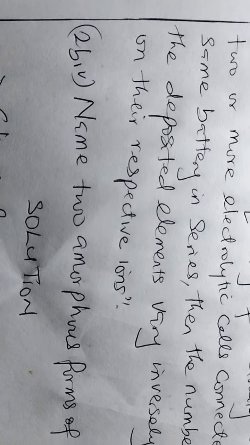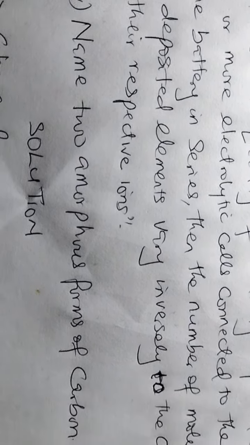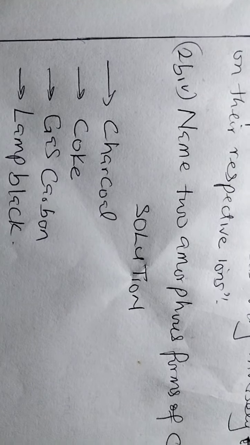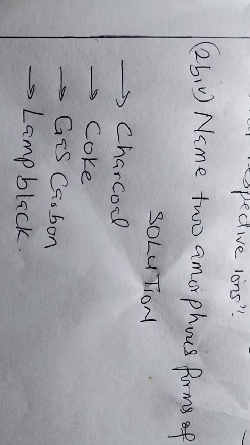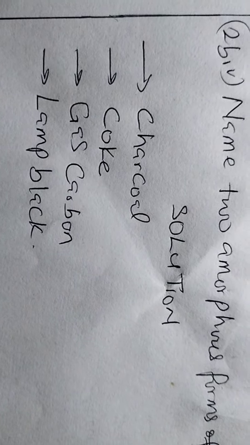Question 2BIV says, name two amorphous forms of carbon. Solution: the amorphous forms of carbon include charcoal, coke, gas carbon, lamp black. Any two is correct.